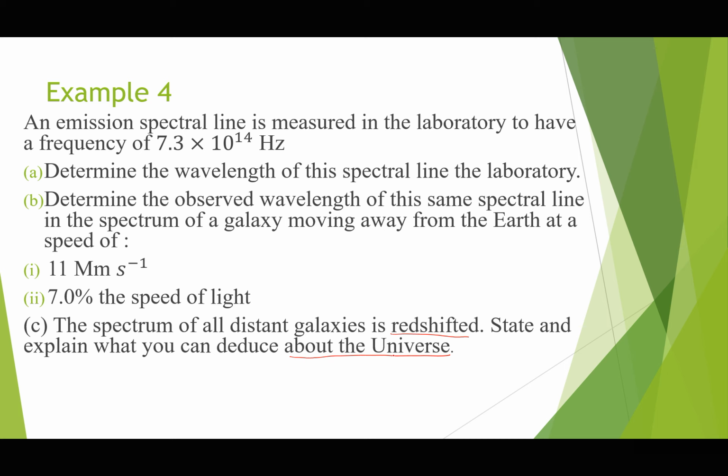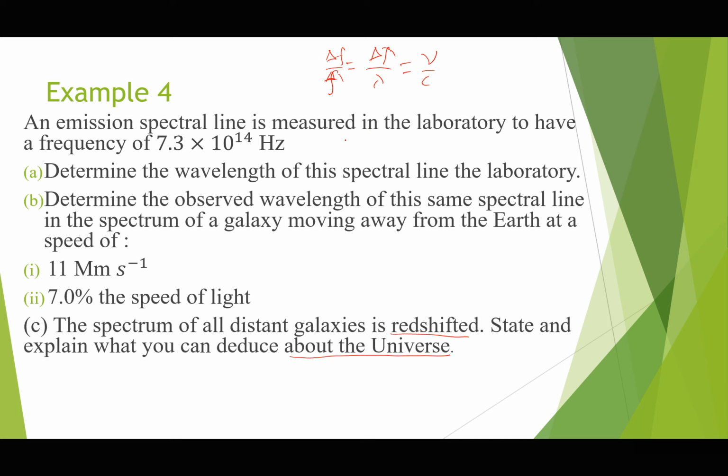As simple as that. Maybe just to give you a clue on part A, determine the wavelength of the spectral line in the laboratory. So we have the frequency here. So we know that the apparent change in frequency is equal to the fractional change in wavelength, which is equal to v over c. They have given us the frequency in the laboratory, and they want us to determine the wavelength.